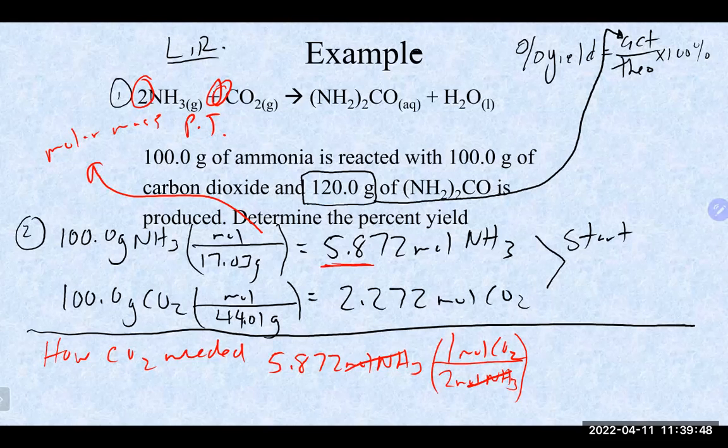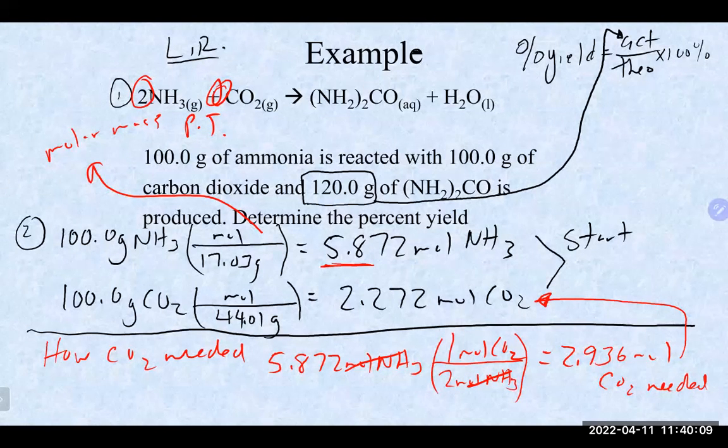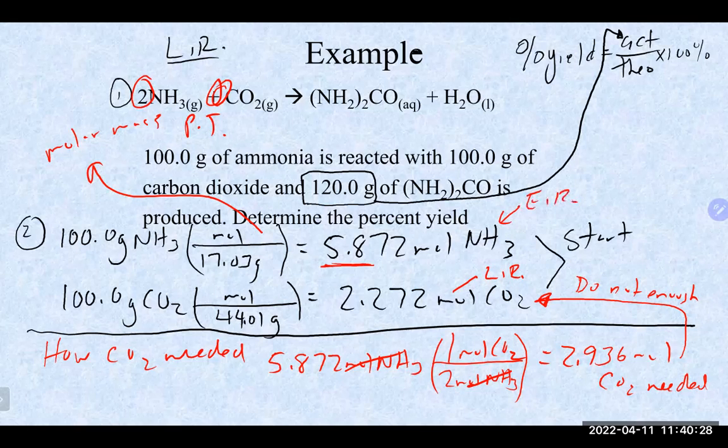So 5.872 divided by 2 gives us 2.936 moles of CO2 is needed. Now I think I got that right this time. We're going to compare with the moles of CO2 that we are starting with. So I need 2.9 moles of it. I'm starting with 2.2. Do I have enough in this case? I do not. That means in this particular problem, the CO2 is the limiting reagent, and our NH3 is our excess reagent here. Any questions on that determination?